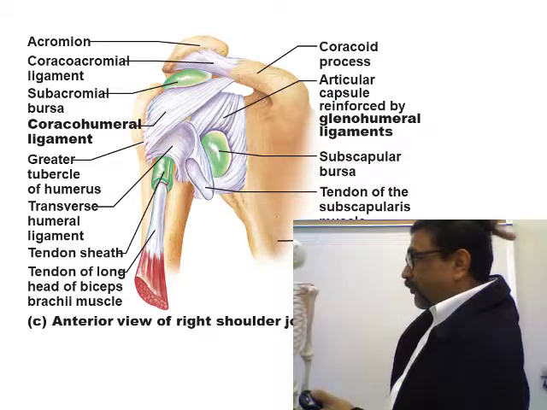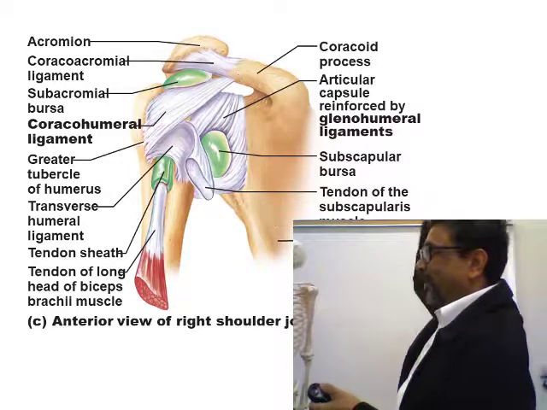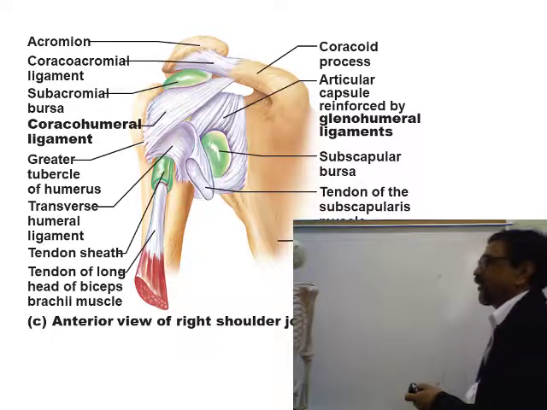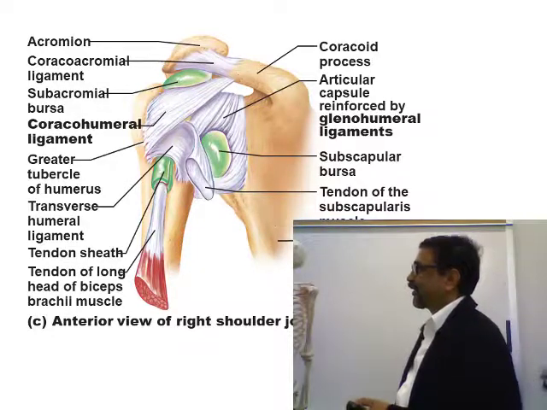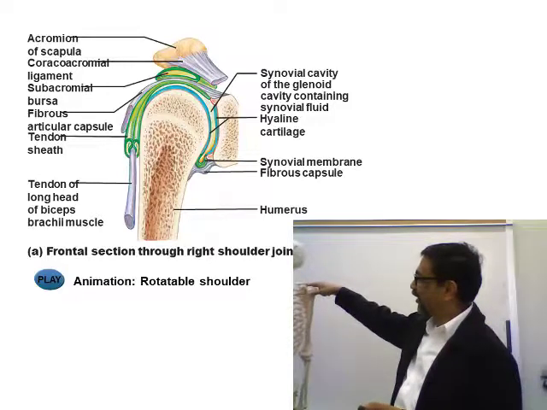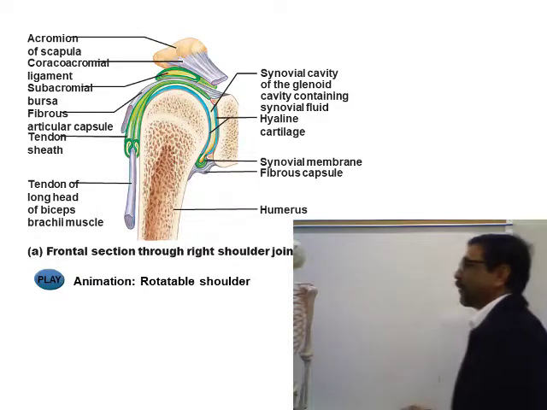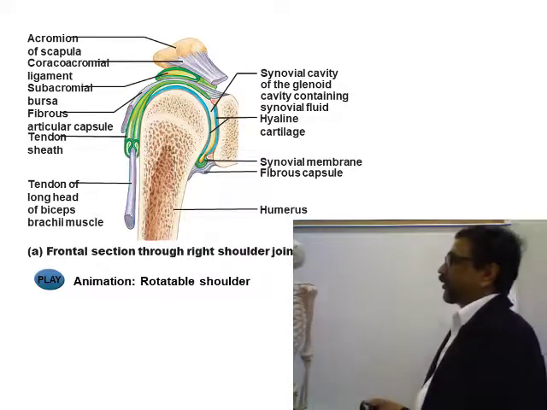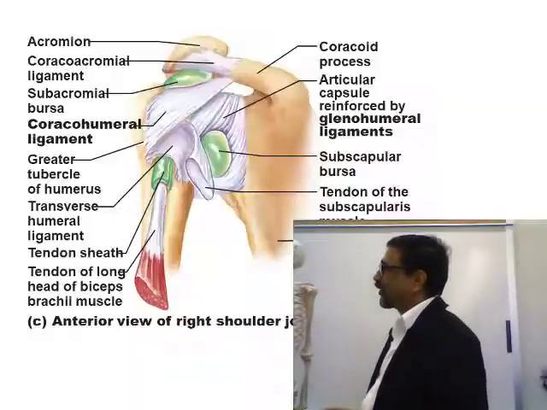Now, I have already mentioned a large bursa is located here, called the subacromial bursa, and this helps a lot in the movement of the shoulder. These are the ligaments that I have mentioned, so you can see those ligaments.